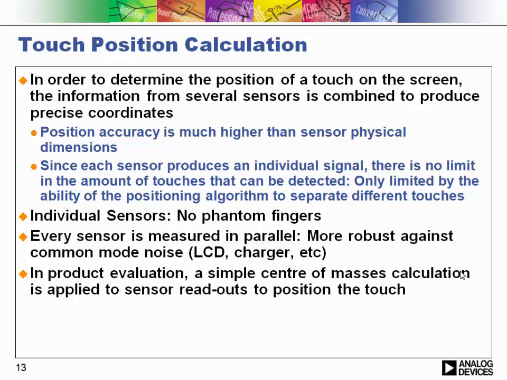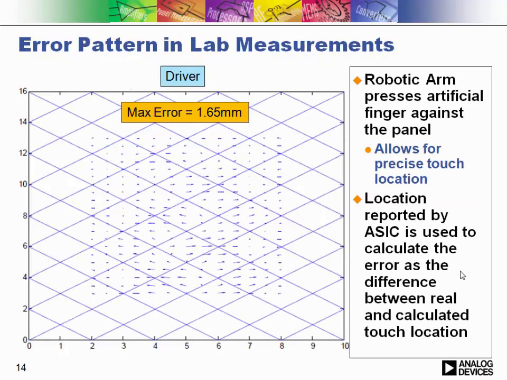So what we do, in our case, in our evaluation, was just to use a simple center of masses algorithm. It looked at the sensors and calculated where the center of masses was. So in the first evaluation, what we saw was something like that. It's quite bad, actually.